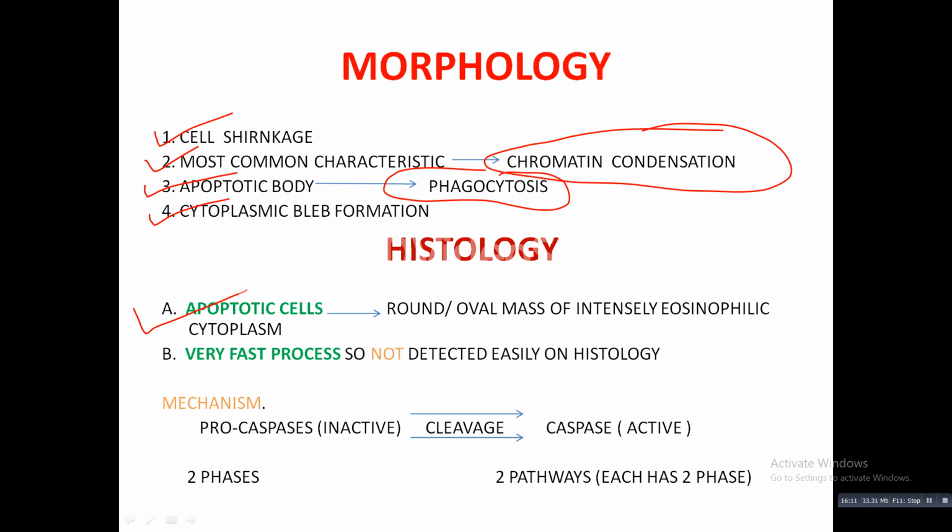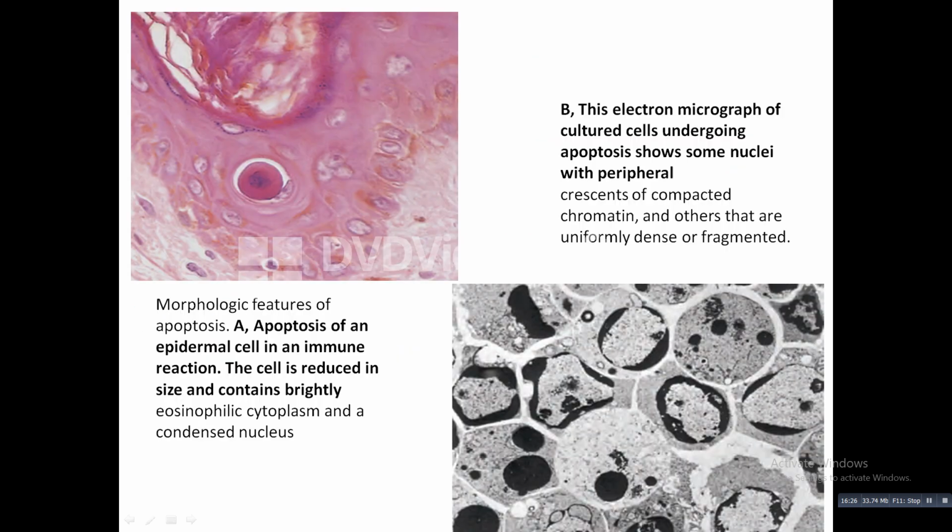Okay, so before we come to the mechanism, let us look at certain diagrams to illustrate our points. Look at this very beautiful diagram. This is a diagram of an apoptotic cell. Can you see there is cell shrinkage, there is nuclear or chromatin condensation, and look at the cytoplasm, which is intensely eosinophilic with a condensed nucleus, and there is classical cell shrinkage.